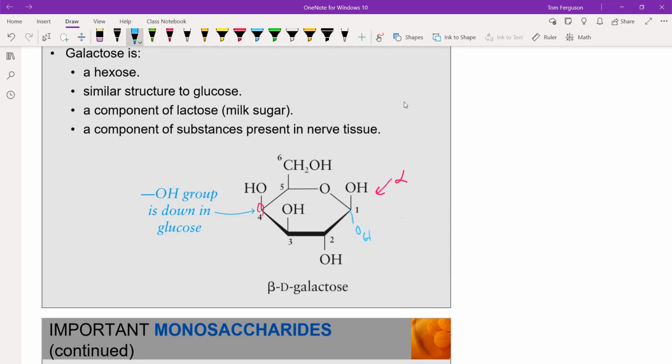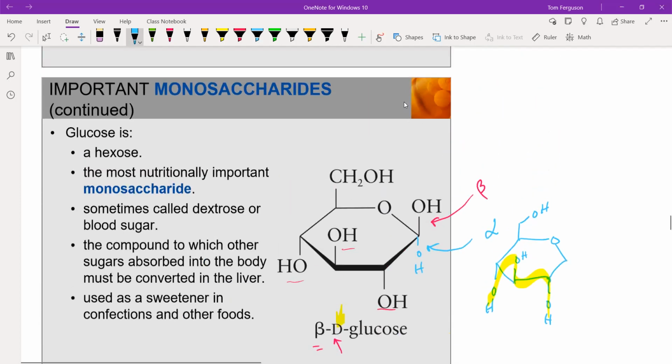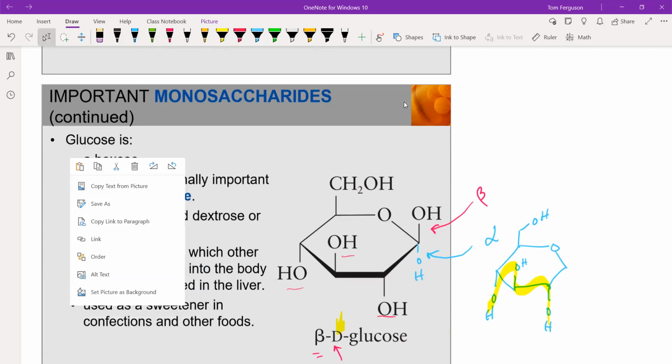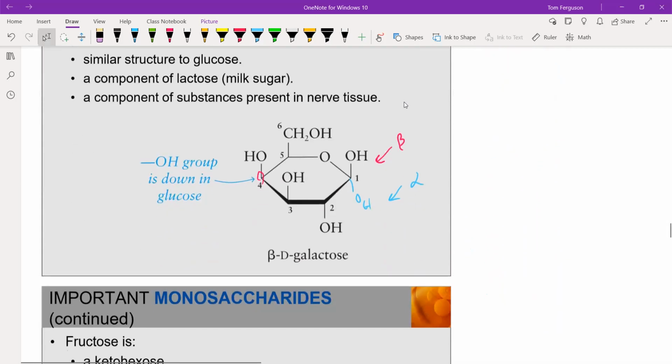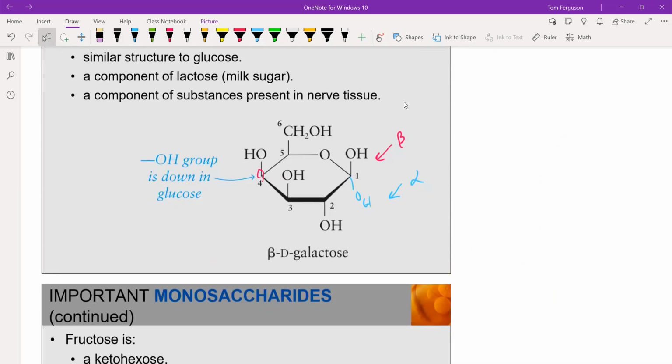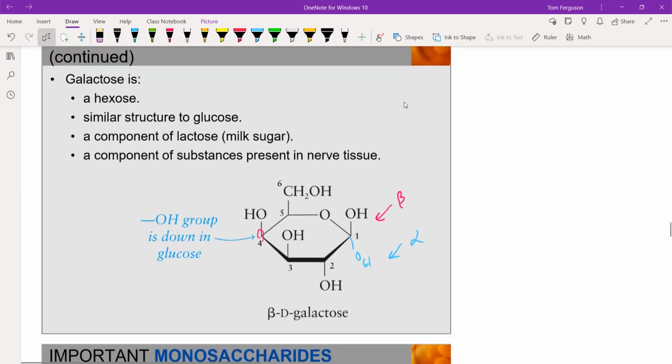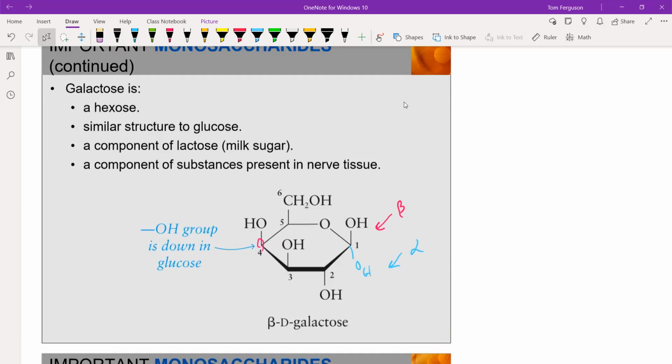We also have a, excuse me, it's reversed. Alpha goes down, beta goes up, so you can have a beta galactose and an alpha galactose. It's a component of lactose.